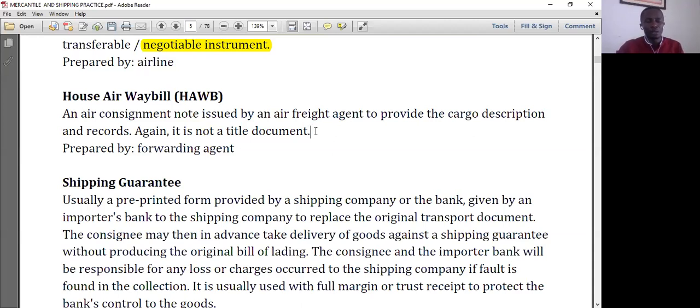Okay. Then we also have a master airway bill. Master airway bill covers the entire consignment inside a less than container load.